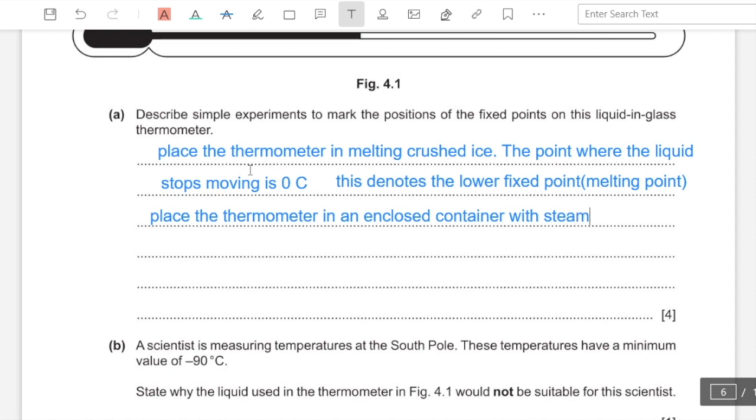So the steam over here would have the temperature of 100 degrees Celsius, which is the upper fixed point, and then the liquid would stop moving after indicating 100 degrees Celsius, which would be the place you'd have to mark as the upper fixed point.